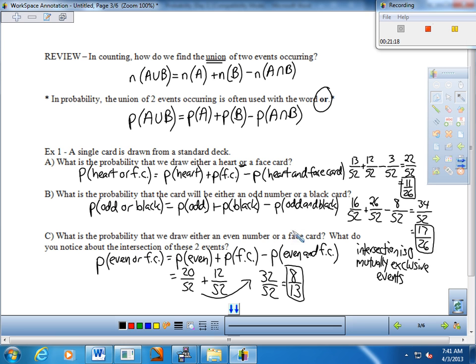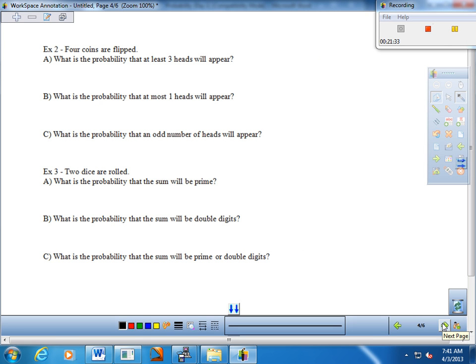Very cool. Let's keep it rolling. Example 2 and example 3, we'll do the coins and the dice again. So let's see, 4 coins are flipped. What's the probability that at least 3 heads will appear? All right, I kind of like this one. Let's underline that piece. At least 3 heads.